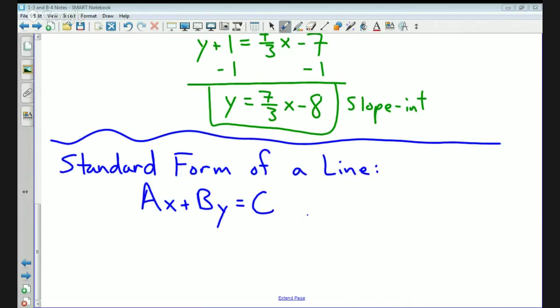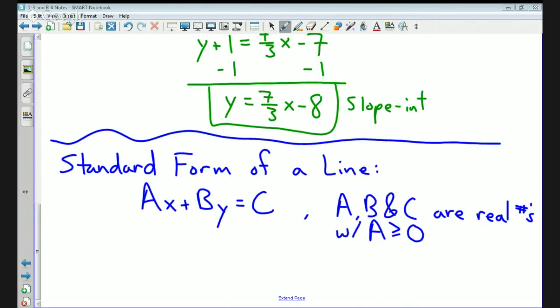So in this case, the way that this book defines it is that the A, B, and C are real numbers. I have seen other classes where they force it to be integers. This book doesn't go that far, but the A, B, and C are real numbers, so nothing imaginary there. And they want the A to be greater than or equal to 0. So they want that leading number out front to be positive.